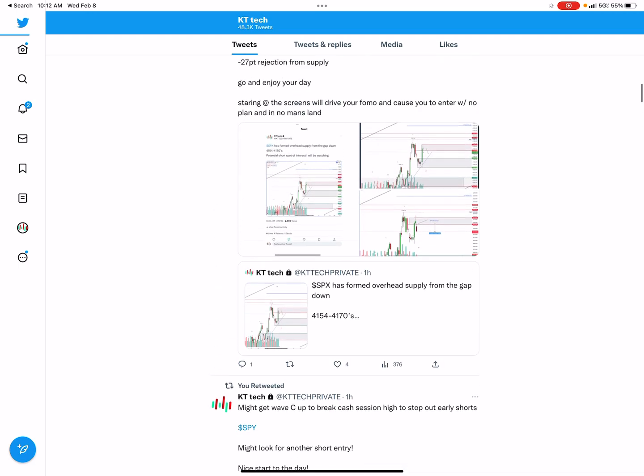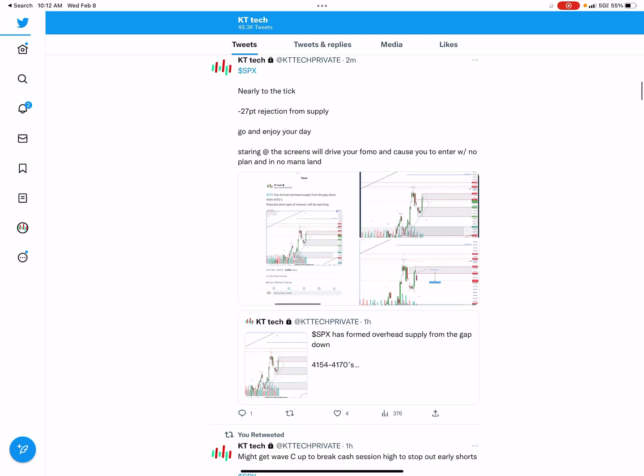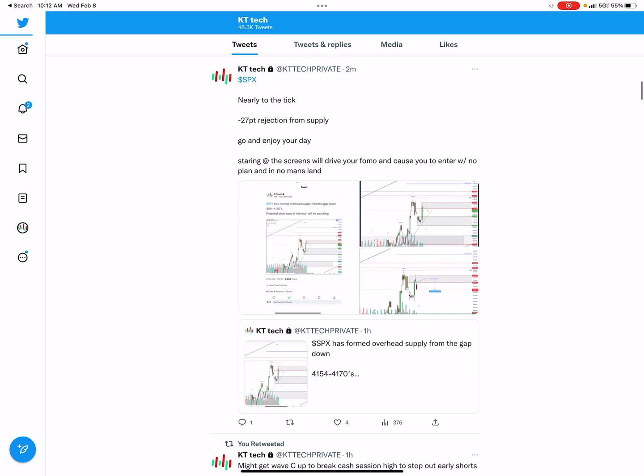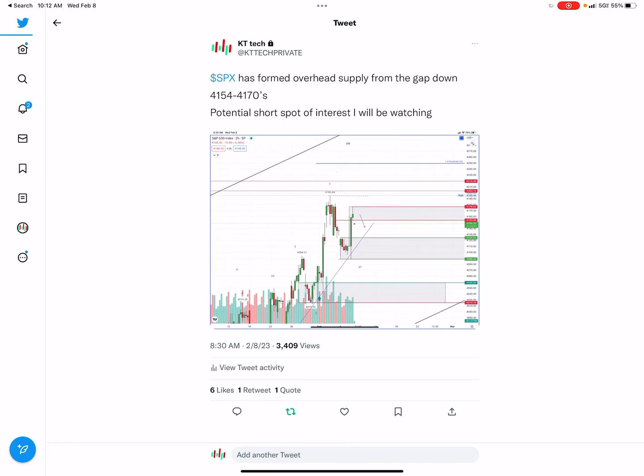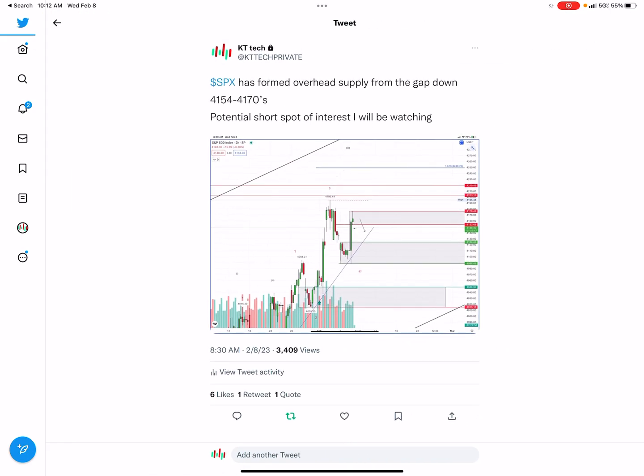So this is me basically using market structure and supply and demand. In order to properly trade supply and demand zones, you need to incorporate market structure, because in a directional market going down, the directional order flow bias is going to be that supply gets respected, demand gets violated, and vice versa. So here, I posted this right at the open at 8:30.